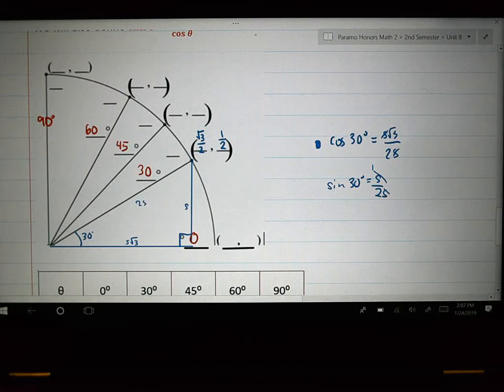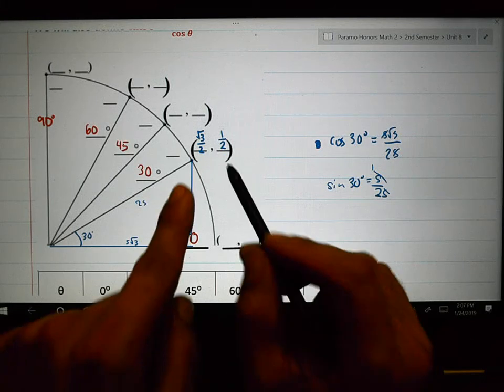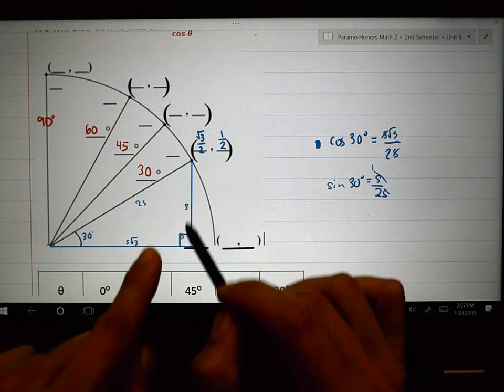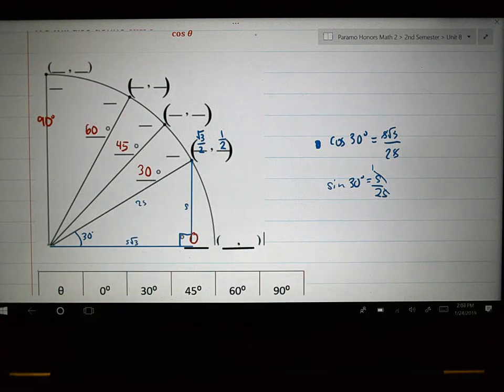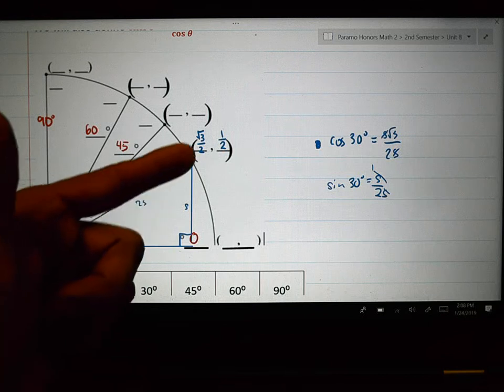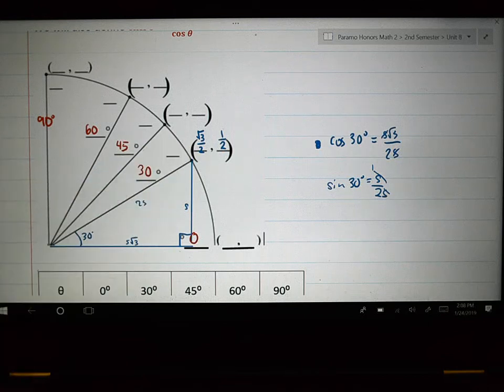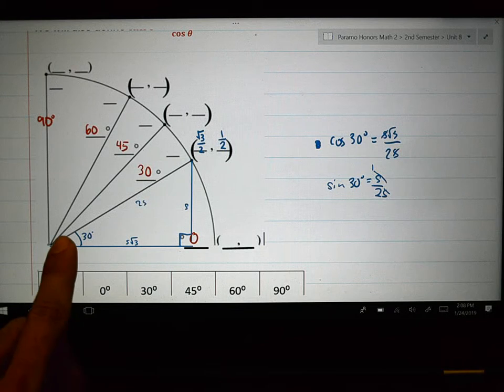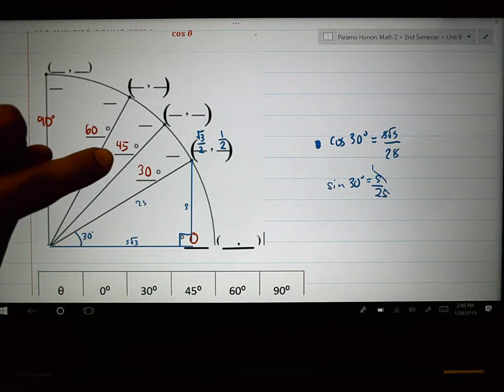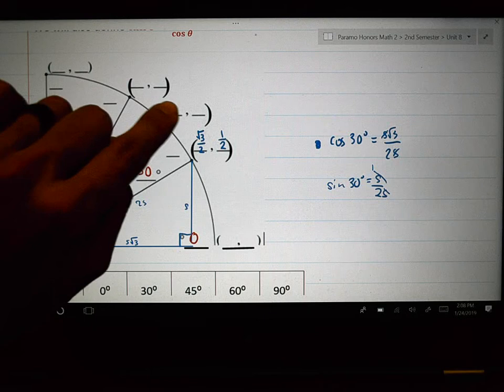Every single time. There's no reason to rationalize. There's no reason to do anything else. And it's all based off of the 30, 60, 90 degree triangle. That's why we choose this angle, 30 degrees, because all the ratios are going to be the same. It's something that we've done before. And if that's what we did for the 30, then guess what? We have a 45, 45, 90. We have an x coordinate and a y coordinate.